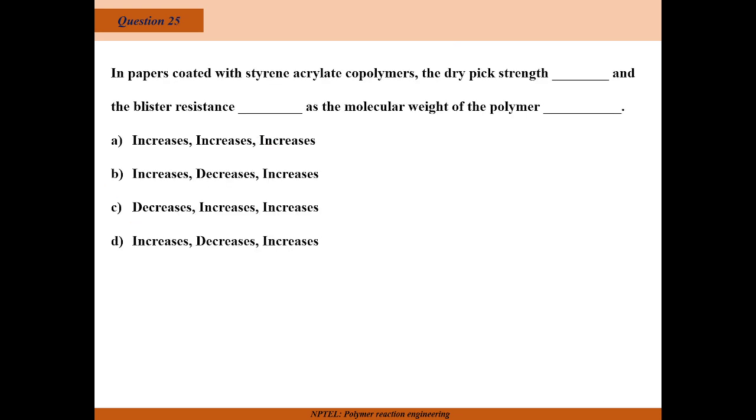In paper coated with styrene acrylic copolymers, the dry pick strength dash and blister resistance dash as molecular weight of the polymer dash. So dry pick strength, does it increase or decrease? Blister resistance, does it increase or decrease, as the polymer molecular weight increases or decreases?